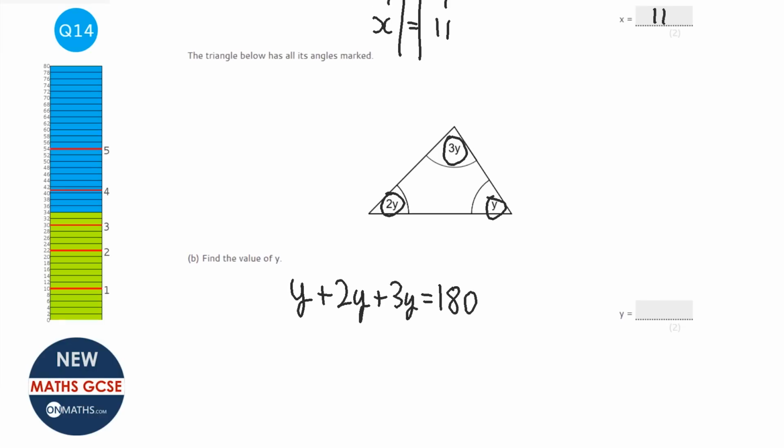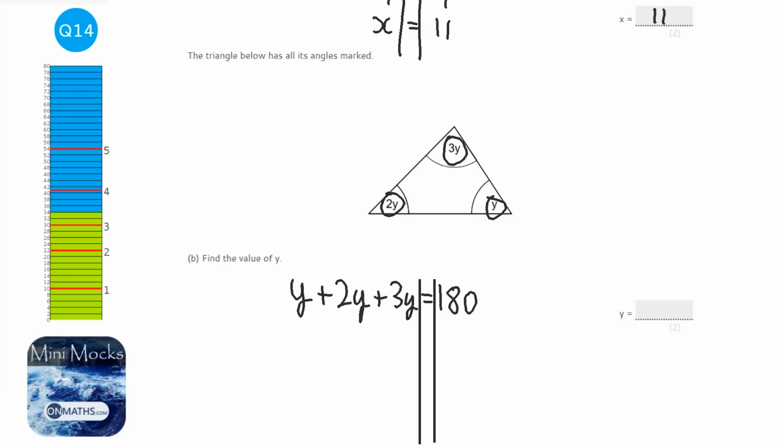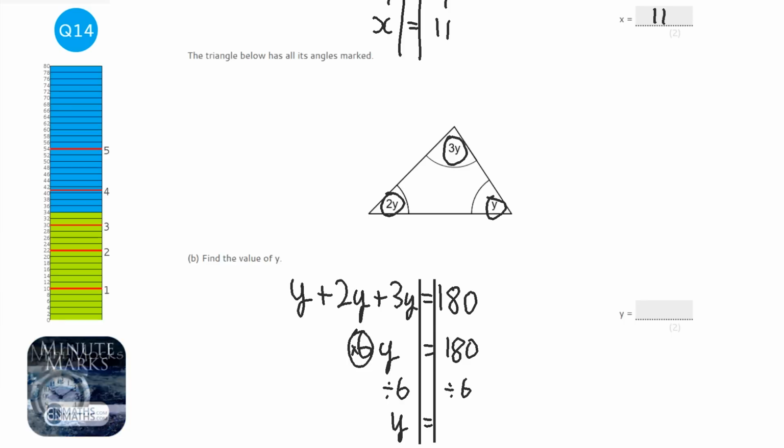So again, let's just get our lines down so that we can solve it. So 1y plus 2y plus 3y, well that gives us 6y in total. And then what we need to do is get rid of that times 6 there by dividing 6 both sides. So y equals 180 divided by 6. Well, I know 18 divided by 6 is 3, so I know that's going to be 30.